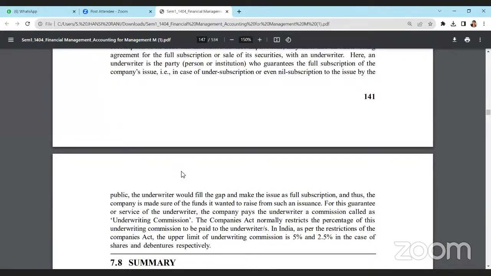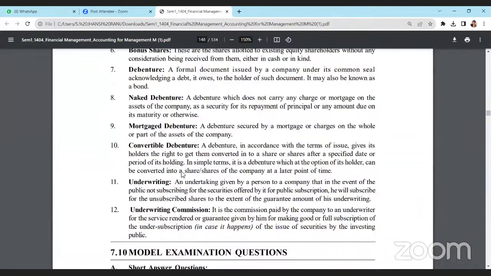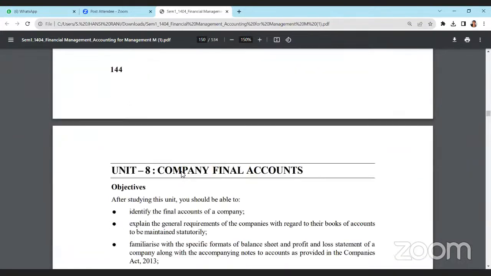When the company is going to close, at that period, they will sell the assets and the first payment will be made to the preference shareholders. Then if anything is left over, it will be paid to the equity shareholders. This is all about the theory.